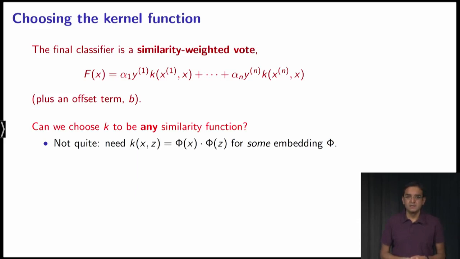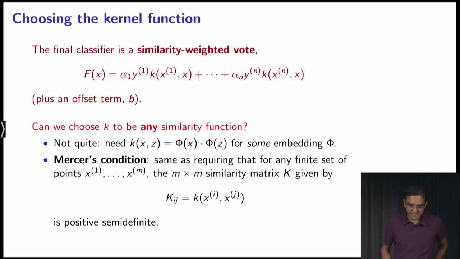So how do we do this? We cook up some similarity measure. How do we check if it's legitimate in this way? How do we check if there is some extended representation phi of x such that dot products in this extended representation will exactly give us k(x, z)? This sounds difficult to do. Well, it turns out that there's a fairly simple way of checking, or at least conceptually simple. And it's called Mercer's condition.